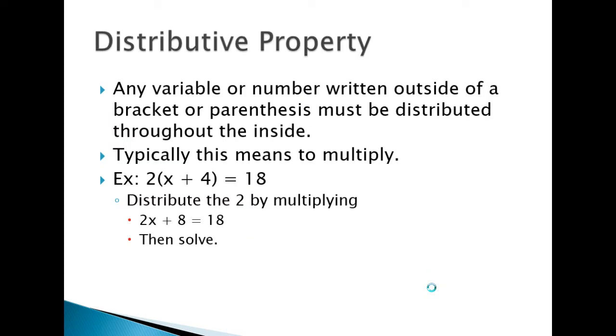We're also going to be using the distributive property. Any variable or number written outside of a bracket or parentheses must be distributed or shared throughout the inside. Typically that means we're going to multiply. So if we have the situation 2 times the quantity x plus 4 equals 18, we're going to distribute the 2 by multiplying. So 2 times x gives us 2x, 2 times 4 gives us 8, and it still equals 18. Then you would finish by solving that problem.